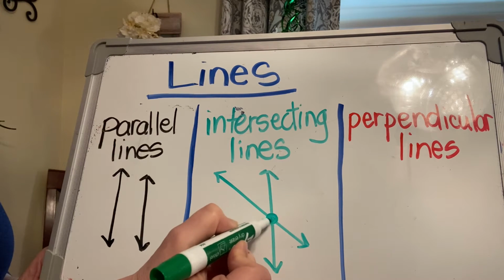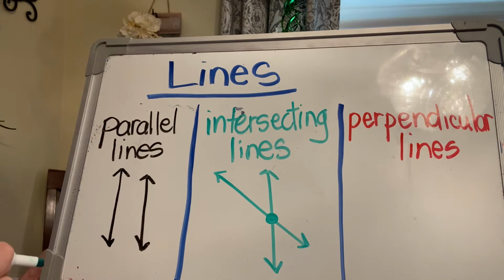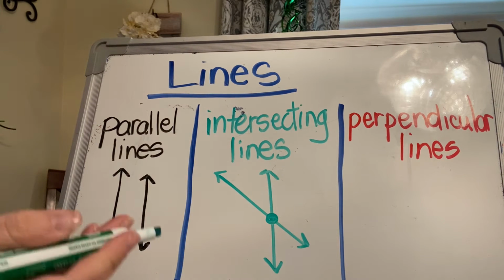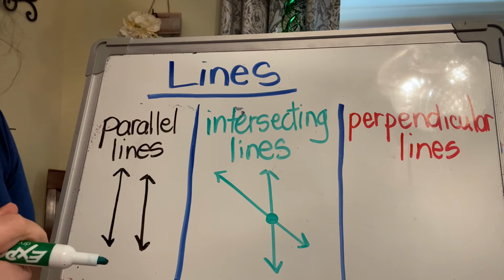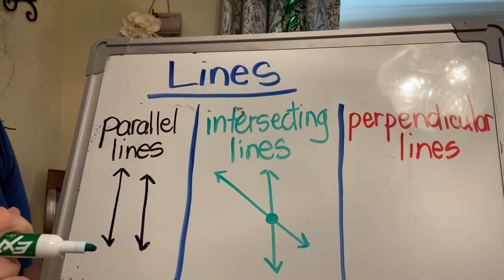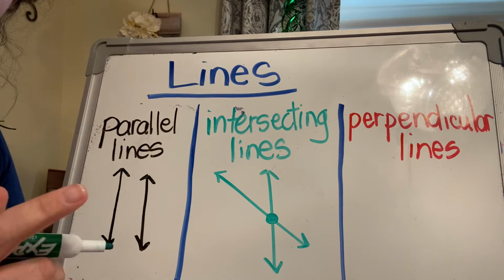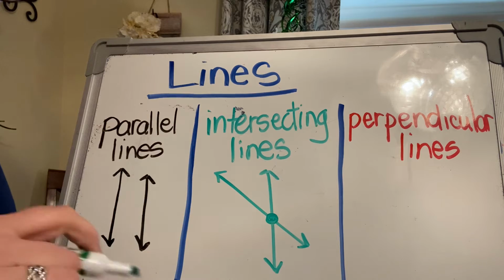Okay, this is where they meet. I'm gonna make it a little bigger. They have a point where they cross, their paths cross. Okay, intersecting lines are also found all over your home or outside. Take a look around and see if you can find any. Send me a private message and why don't you send me a picture of what you find.